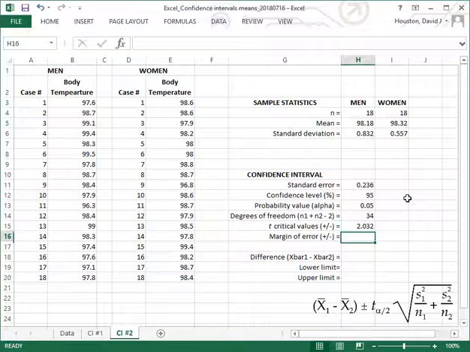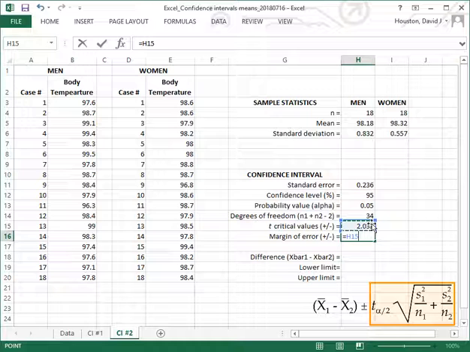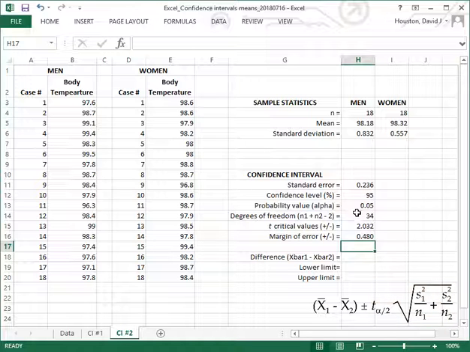Now for the margin of error, we'll take the critical values and multiply them by the standard error, which gives 0.480. And now we have the information we need for constructing the confidence interval around the difference between these two sample means. To find the difference, we'll take the mean for the men and subtract from that the mean for the women, and women on average have temperatures that are 0.14 degrees Fahrenheit warmer than men.